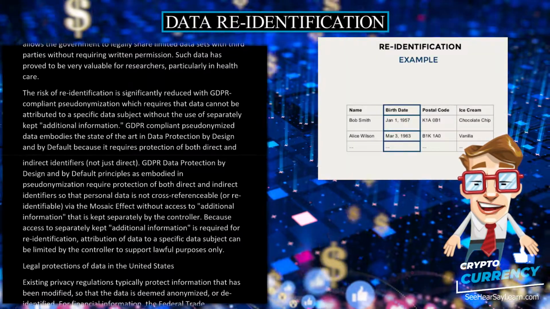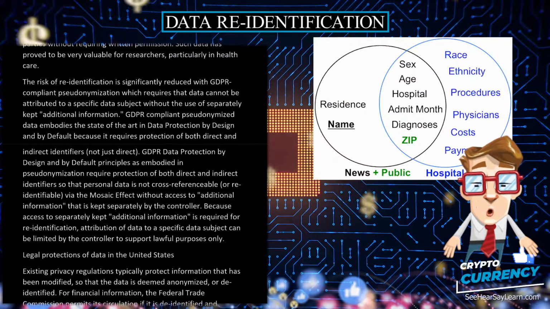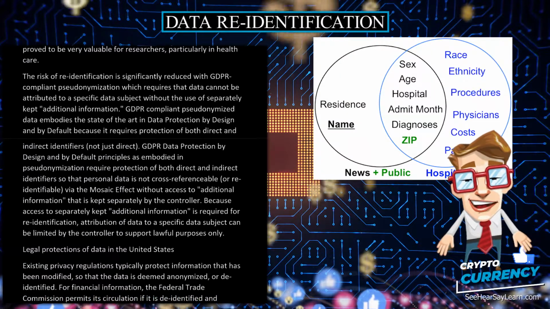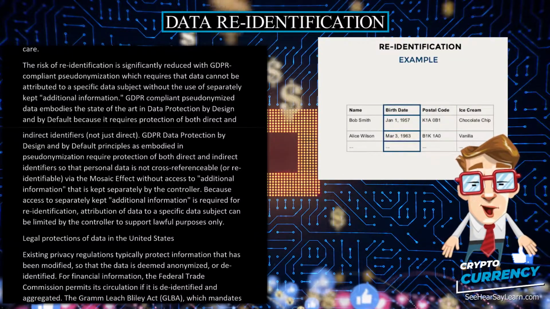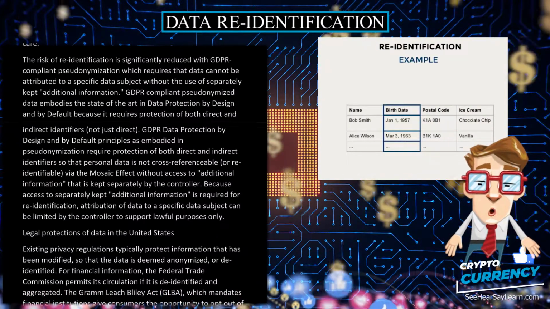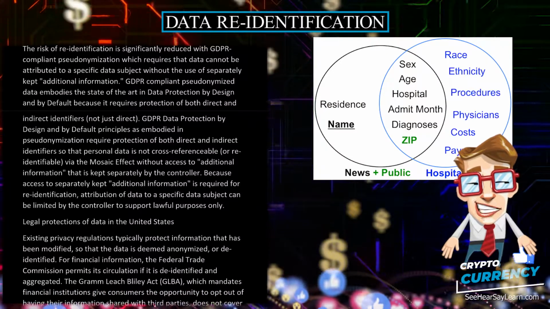Legal protections of data in the United States. Existing privacy regulations typically protect information that has been modified, so that the data is deemed anonymized, or de-identified. For financial information, the Federal Trade Commission permits its circulation if it is de-identified and aggregated.